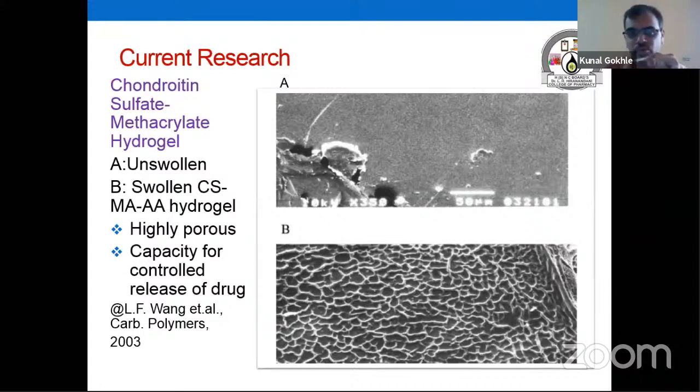Now here, see how the surface is modified by using the polymer. Scientists have designed chondroitin sulfate methacrylate and acrylic acid. They have coupled the chondroitin sulfate, a natural polymer, with methacrylate and with acrylic acid, and they found out how much surface modification they can achieve. So here is the image of the unswollen polymer, and here is the image of the swollen polymer after swelling in the solvent. You can see in the image how the polymer can swell very effectively and how it becomes highly porous.